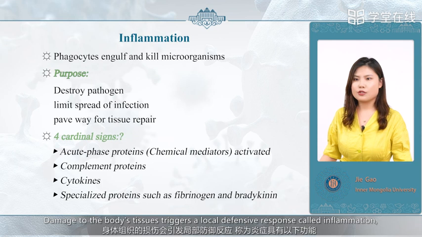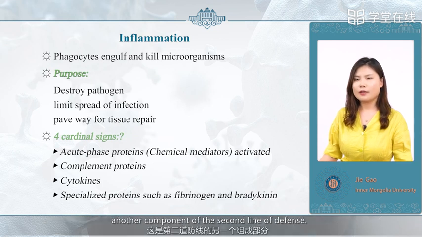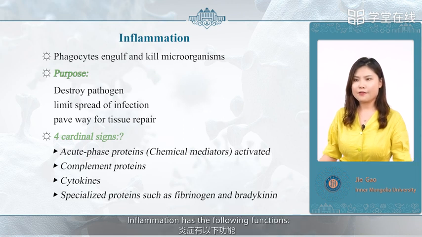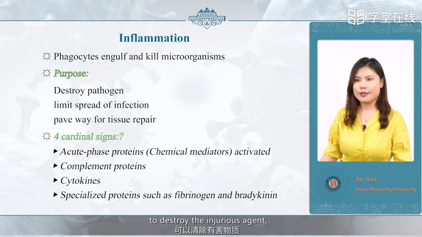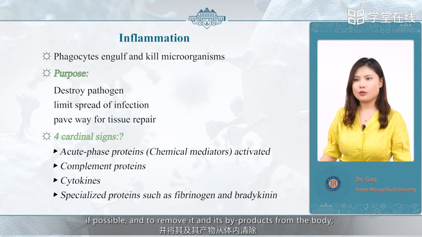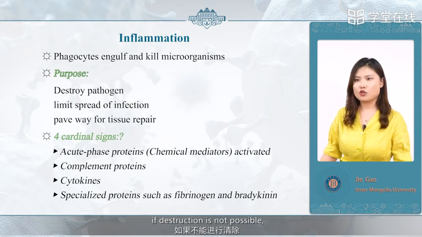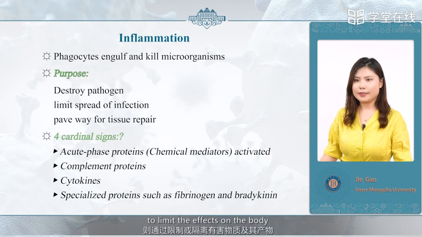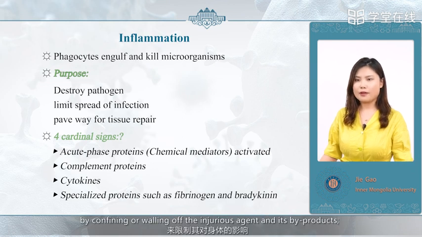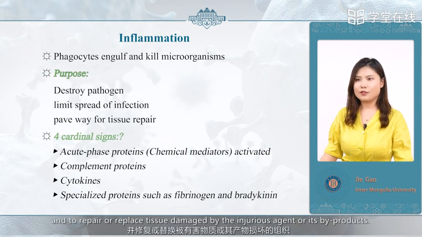Damage to the body's tissues triggers a local defensive response called inflammation, another component of the second line of defense. Inflammation has the following functions: to destroy the injurious agent, if possible, and to remove its byproducts from the body. If destruction is not possible, to limit the effects on the body by confining or walling off the injurious agent and its byproducts, and to repair or replace tissue damaged by the injurious agent or its byproducts.